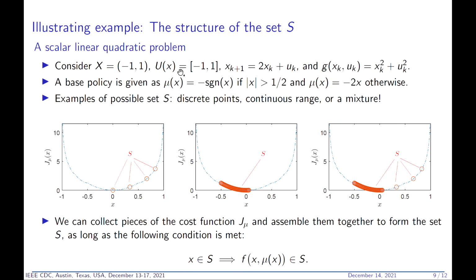We consider a linear quadratic problem where the control is constrained, the plant is unstable, and the cost is quadratic. We introduce a base policy that would bring the state to the origin within a finite number of steps, and its cost function is piecewise quadratic. And the possible set S could be some discrete points, which can be one run of the system trajectory under the policy, or it could be a continuum range, which would be the conventional MPC terminal constraint, or it could even be a mixture. All we need to make sure is that this forward invariance property holds. And this means we can collect the pieces of the cost function and assemble them together, and our method remains valid.